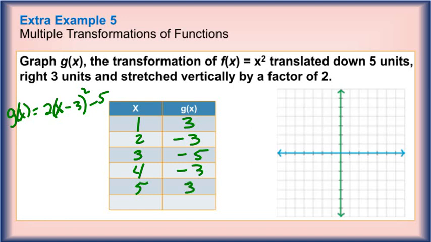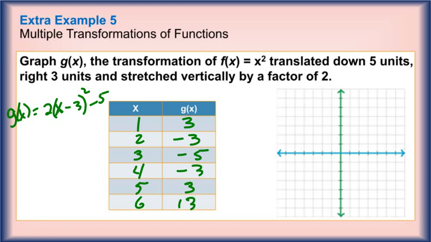And if I did another one, if I put 6, 6 minus 3 is 3. 3 squared is 9. 9 times 2 is 18. 18 minus 5 would give us 13. So we have enough points to plot.